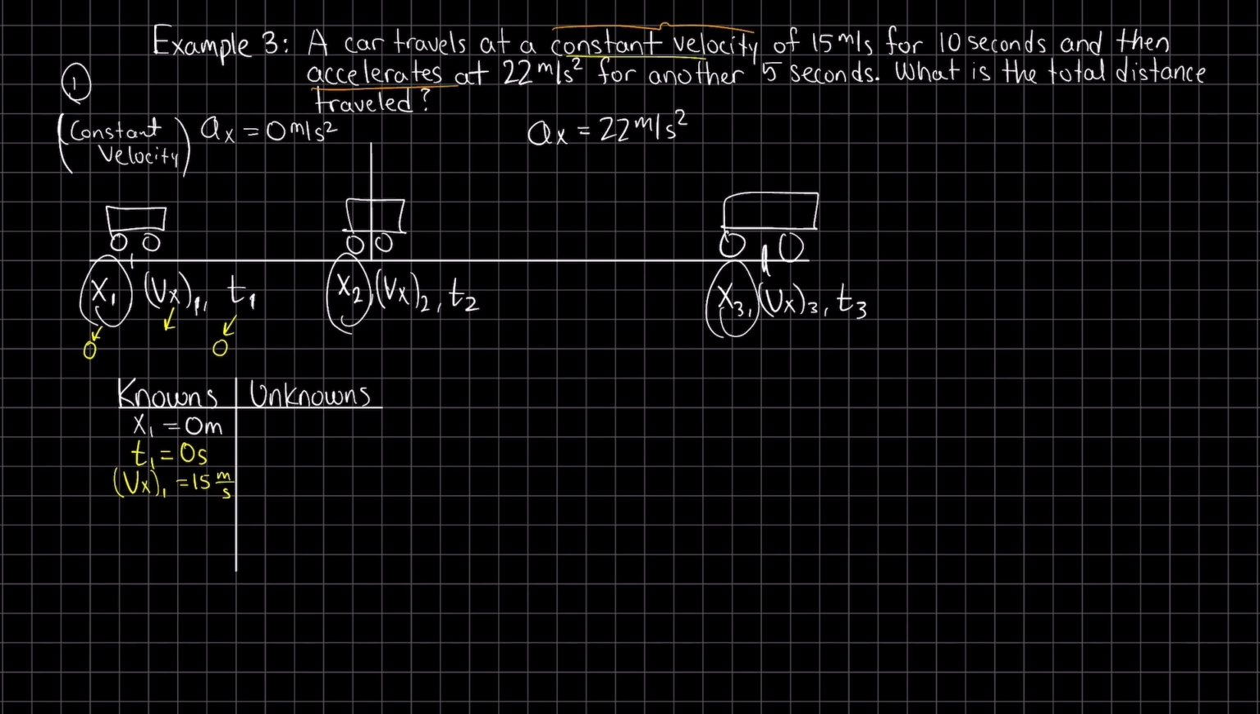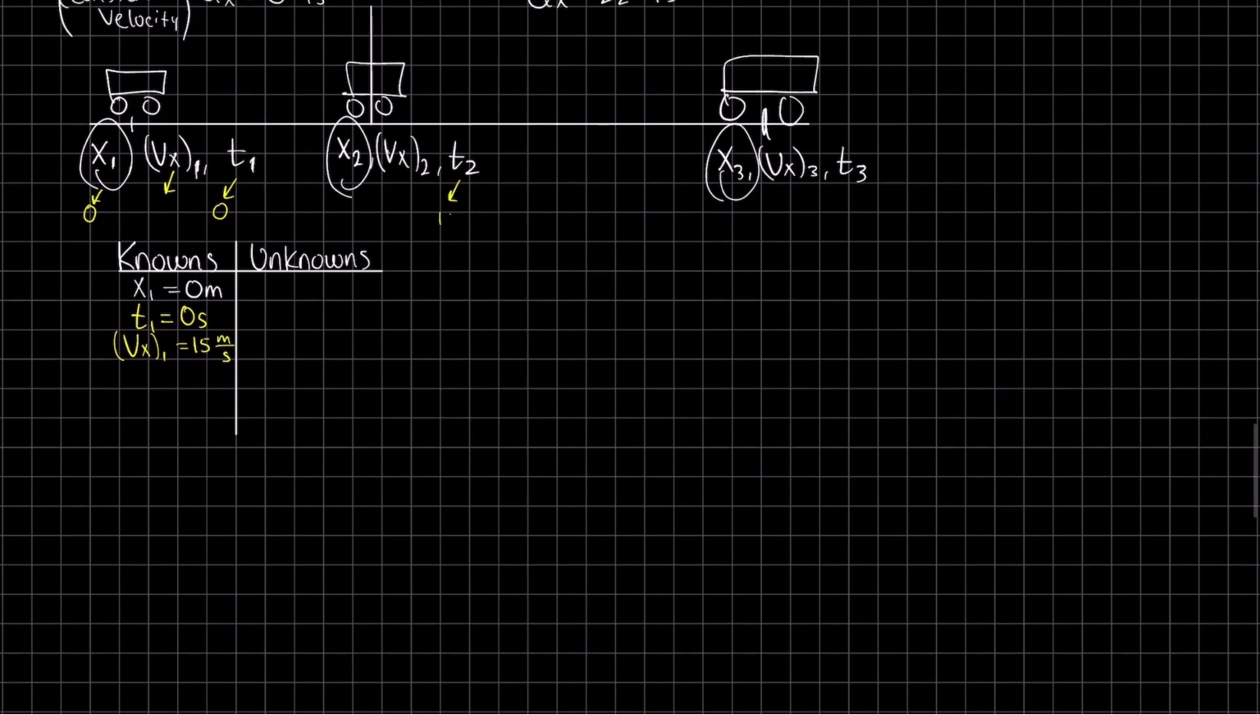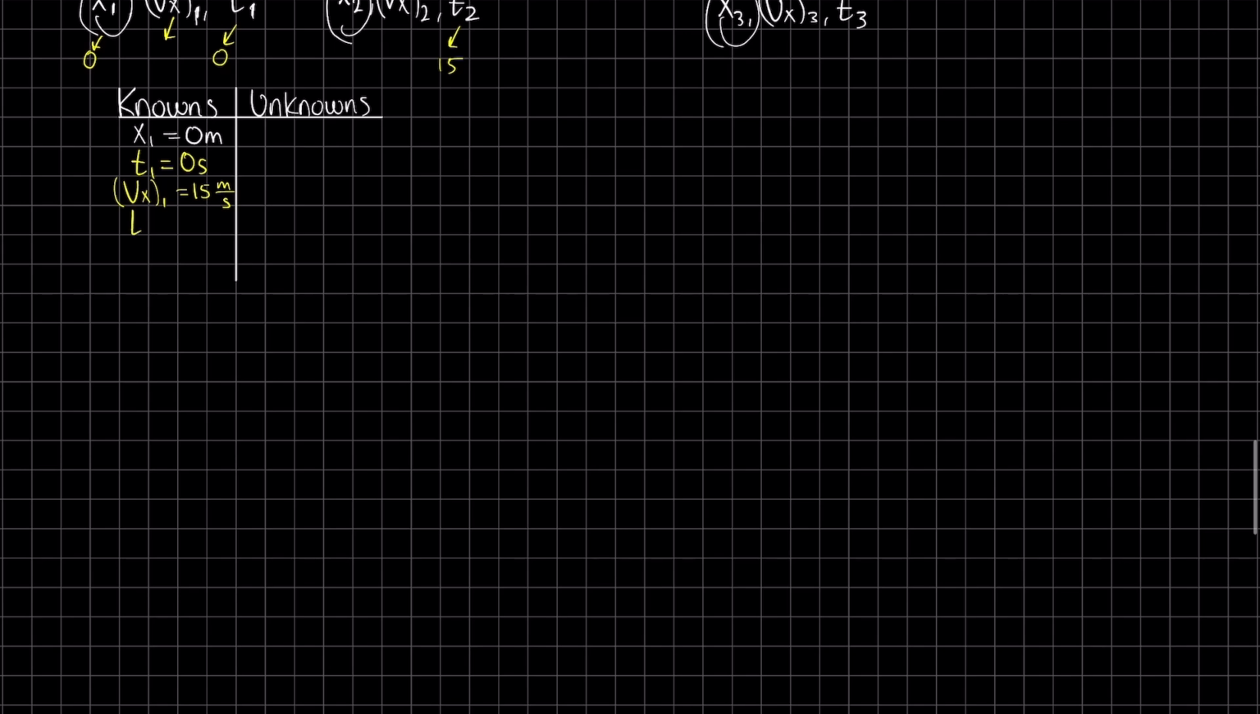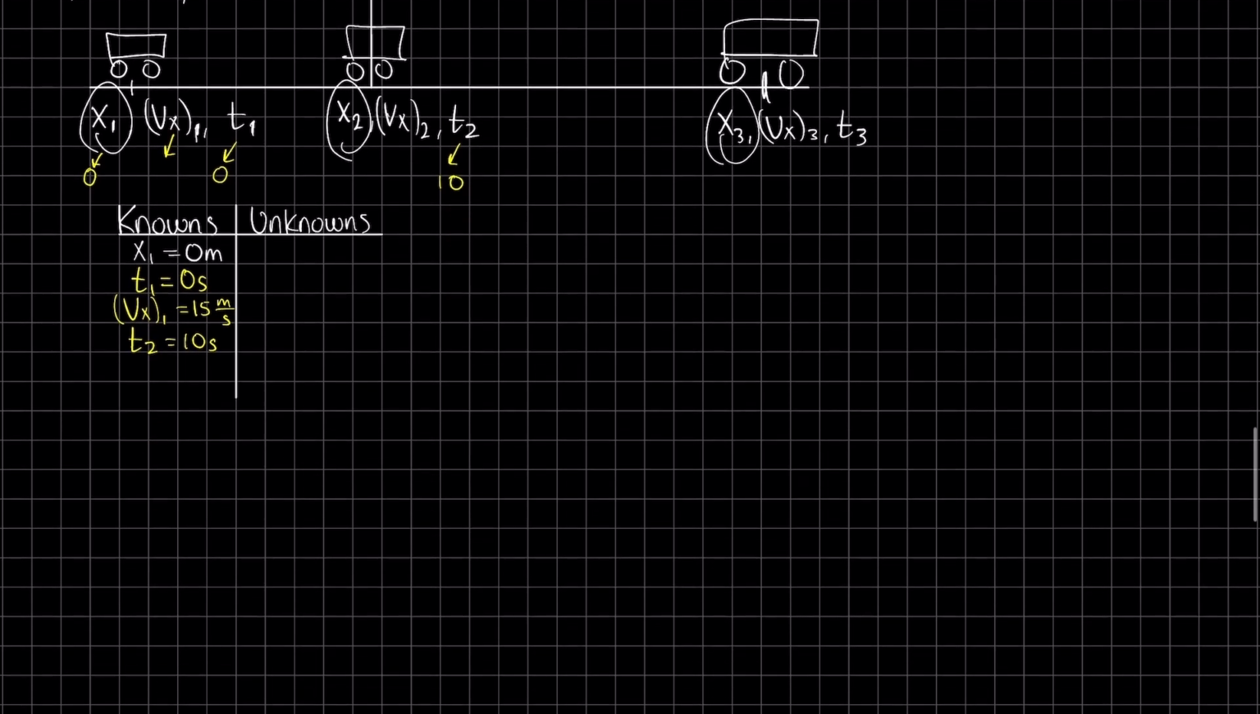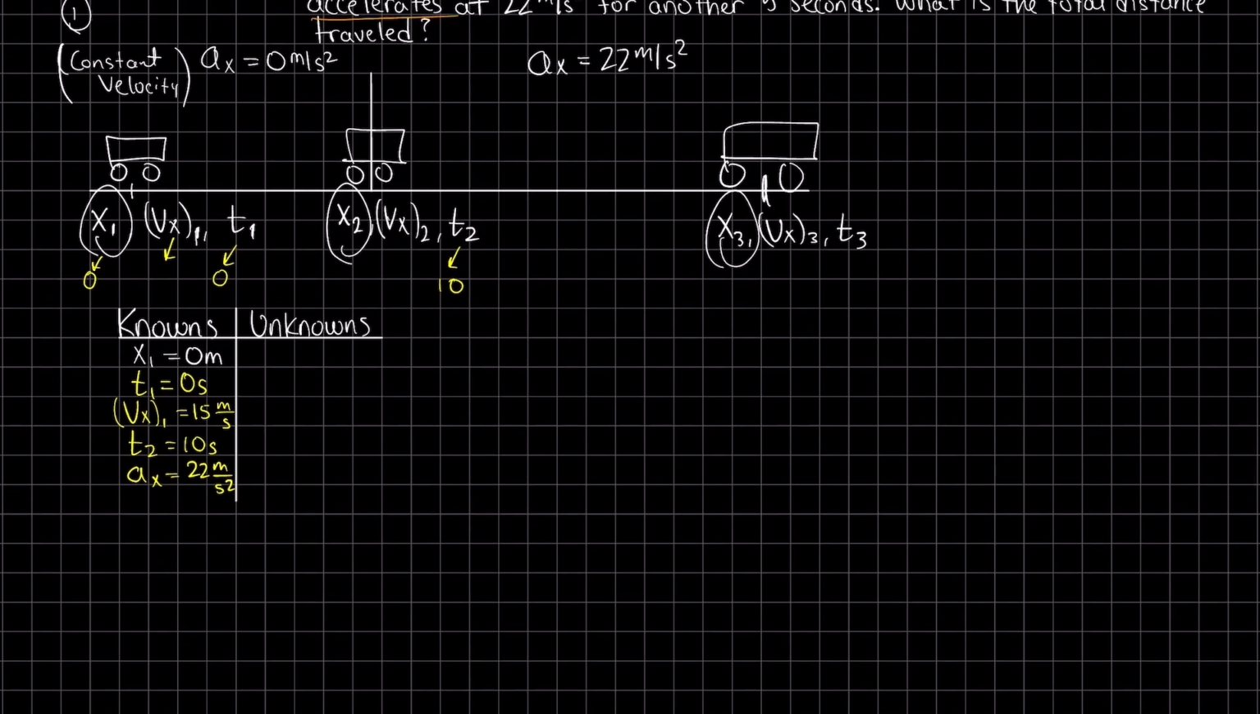So it covers this constant velocity section for 10 seconds. So my T2 will be 10 seconds. It's 15 meters per second, but T2 lasts all the way up to 10 seconds. Then we accelerate at 22 meters per second squared for another 5 seconds. So between T1 and T2, that was a total of 10 seconds. And then for the next 5 seconds, we are accelerating.